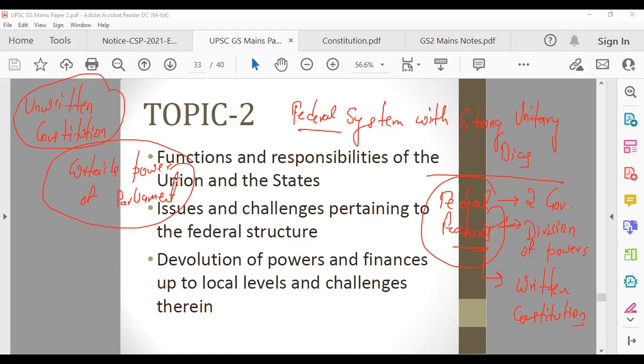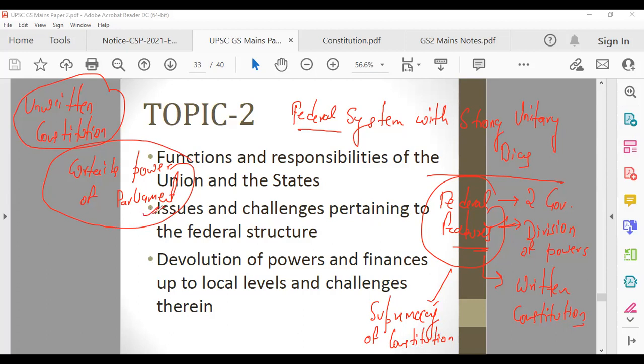Otherwise the center can do whatever it wants to. So we have supremacy of the constitution. This is also a federal feature. Supremacy of the constitution ensures that parliament or the center does not make any law whichever it wants to. They have to conform to the constitution, which has given some power to the states. In the UK, they have parliamentary sovereignty.